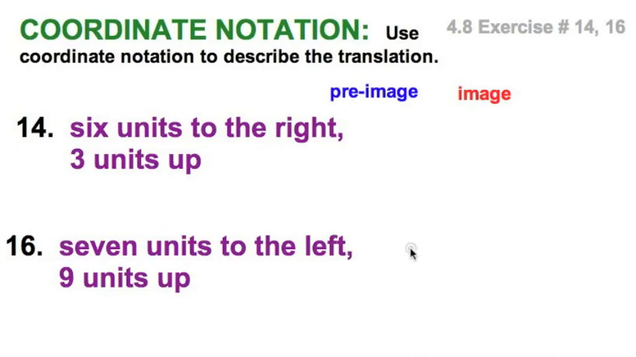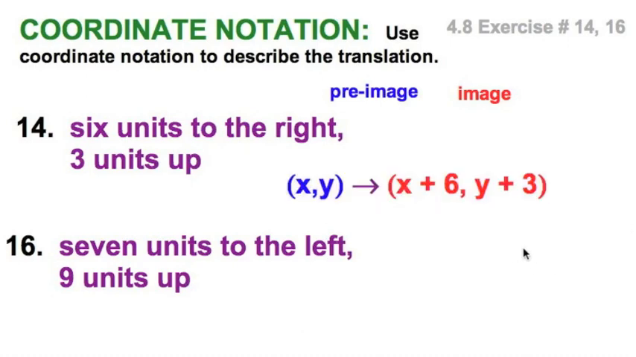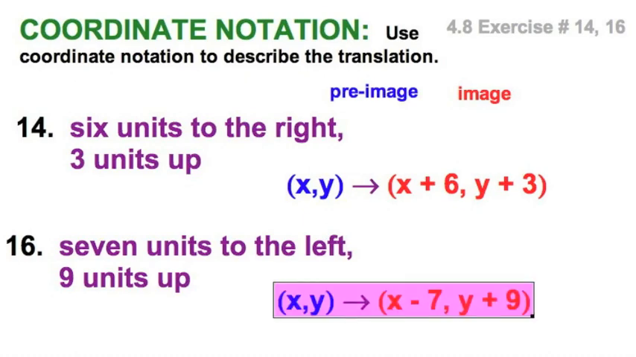All right, a brief introduction to coordinate notation right here. Let's describe each of these, exercise 14 and 16. We'll use blue and red. We're going to stick with that throughout this book, pre-image and image. Well, there you go. (x, y), the pre-image, maps to (x plus 6, y plus 3): 6 units to the right and 3 units up. So, of course, 7 units to the left seems like it's going to be in the opposite direction. And there you go, x minus 7 and y plus 9.